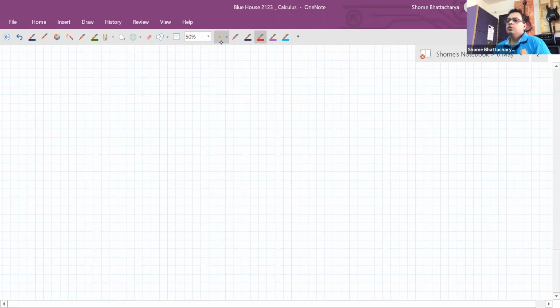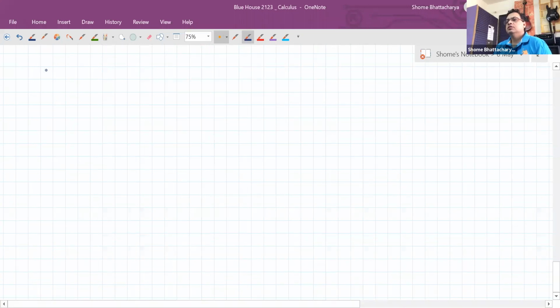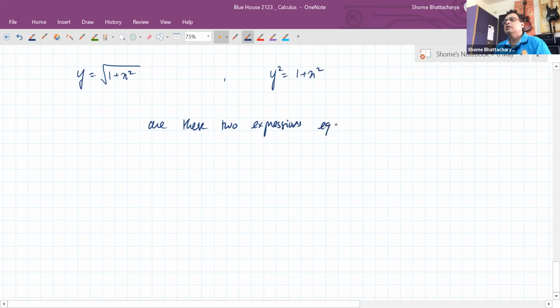Now, before we move ahead with more graphs, there is one point I want to make about functions. Suppose I have a function like that, y is equal to square root of 1 plus x square. And I have another expression which I've written as y square is equal to 1 plus x square. The question here is, are these two expressions equivalent? No, sir, they are not equivalent.